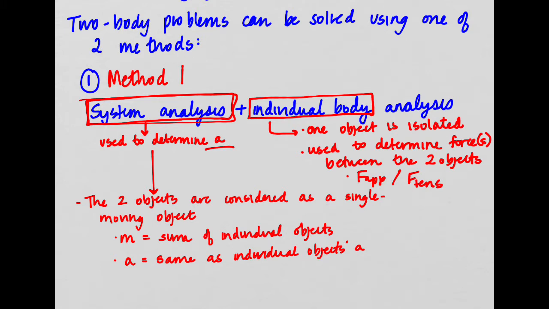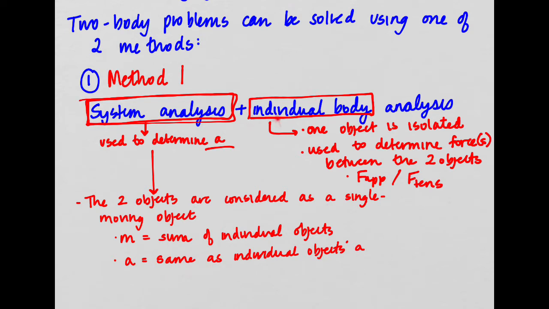Remember, method 1 involves a system analysis, and we use that to determine the acceleration. The first step is considering that the two objects that are part of the two-body problem are actually just one moving object, and we draw a free body diagram of that one single moving object. The mass we get from the sum of the individual objects, just combining them together and assuming they're one, and then we can solve for acceleration.